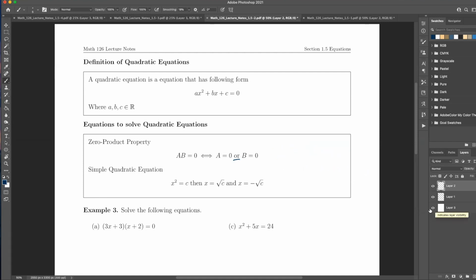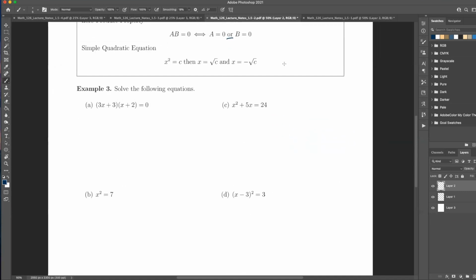So, all right, so let's use this. So here, that means that either 3x plus 3 was equal to 0, or x plus 2 was equal to 0. Let me usually put a little or right here. So this means that x is equal to -1, or x was equal to -2.